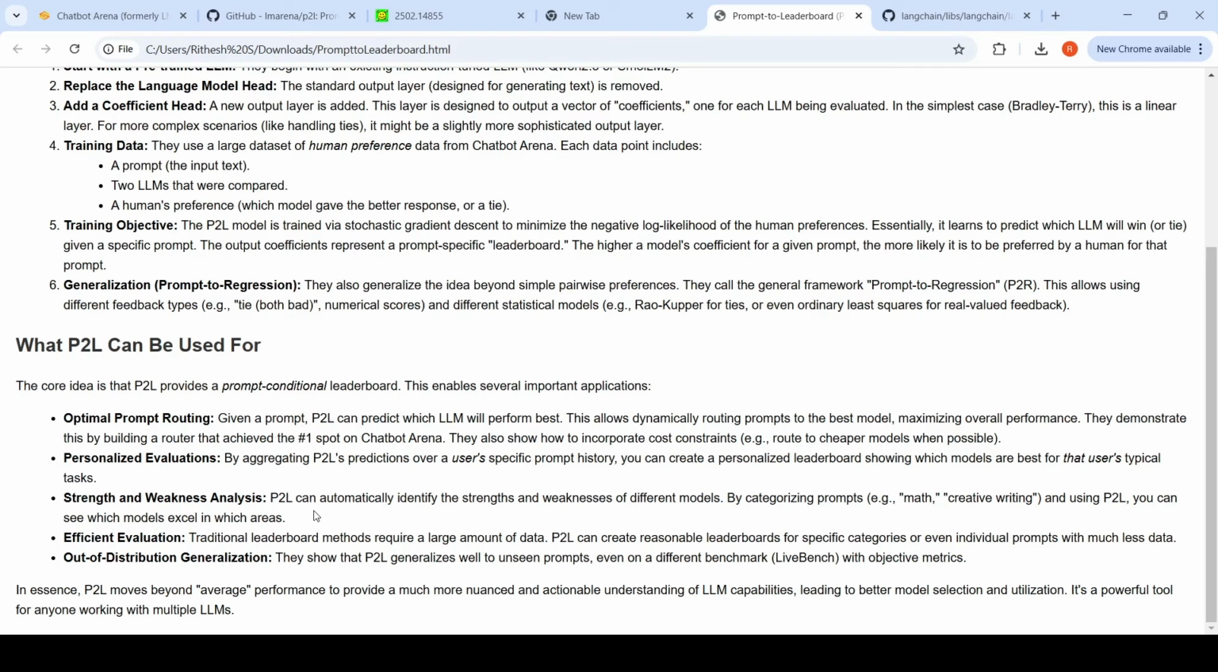You can get the strengths and weaknesses of different models. Say, for example, for math, which model is good? For creative writing, which model is good? So if your use case spans 3 or 4 types of prompts, then you can figure out which model is good for each particular task, right? This could also lead to efficient evaluation. The traditional leaderboard requires a large amount of data. Here you can quickly create one with fewer individual prompts and much less data. And you can look at which model generalizes well to unseen prompts.